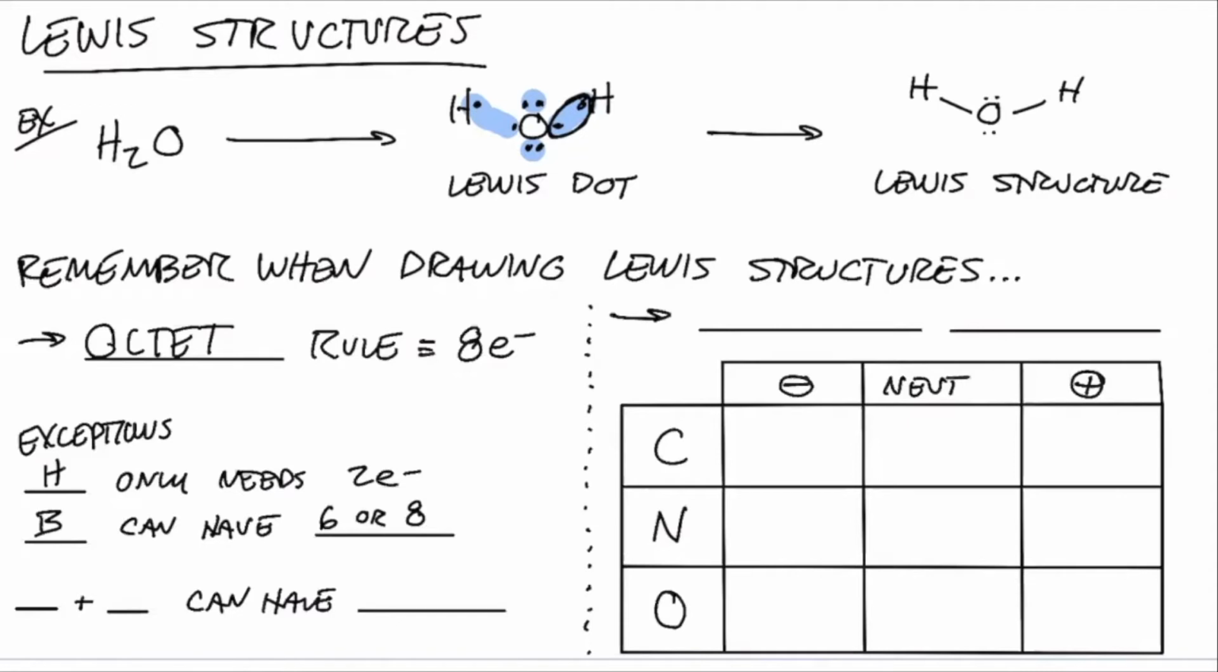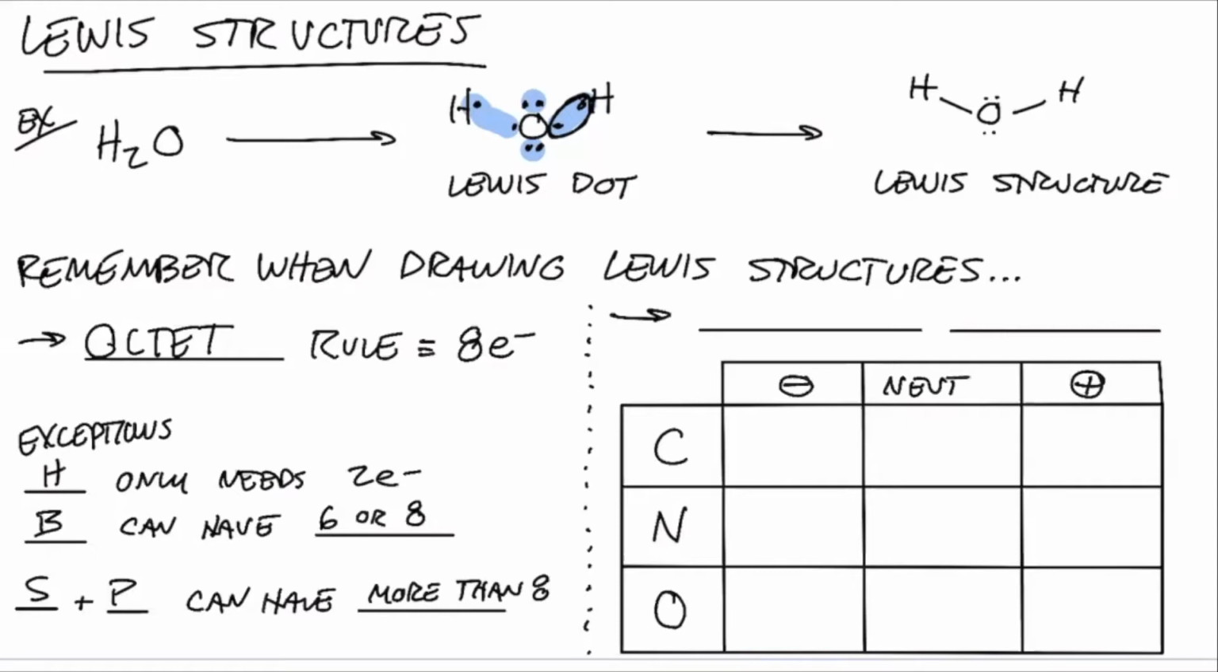The other exceptions that definitely will be more common are sulfur and phosphorus. They can have more than 8 because they have access to d orbitals, which gives them more room to fill in extra electrons. So don't worry too much about that just yet. We'll see some examples later on.